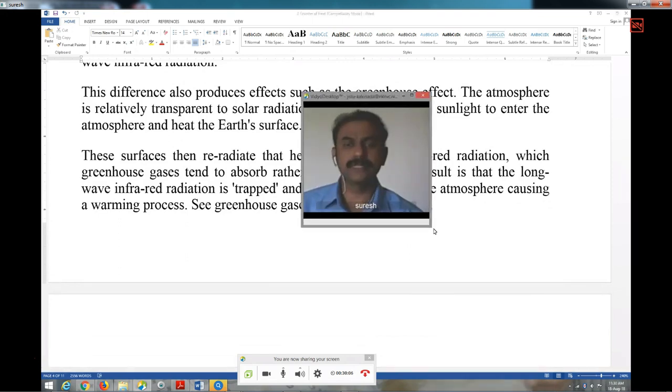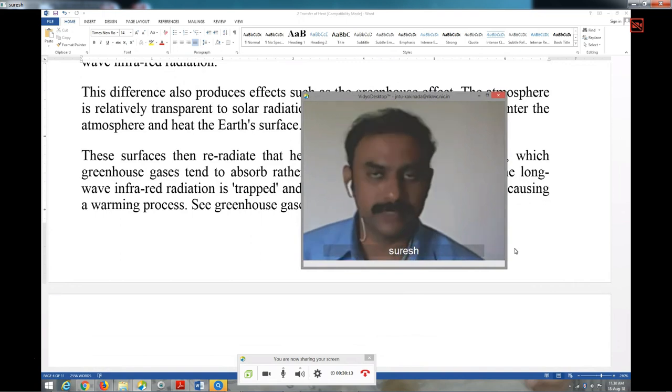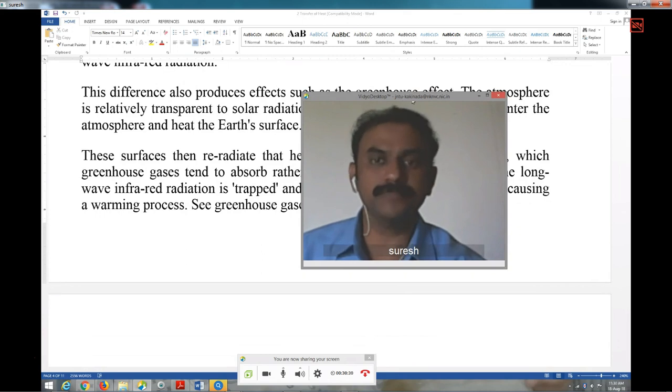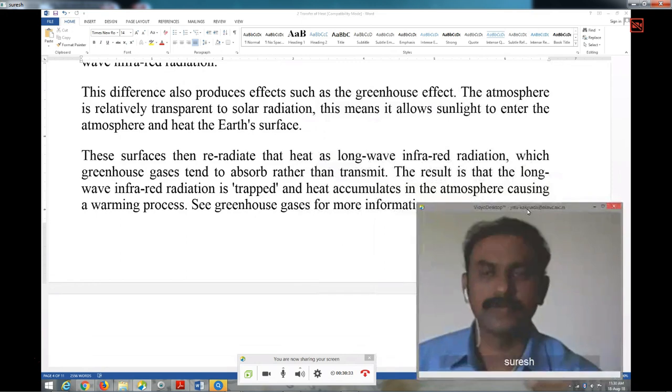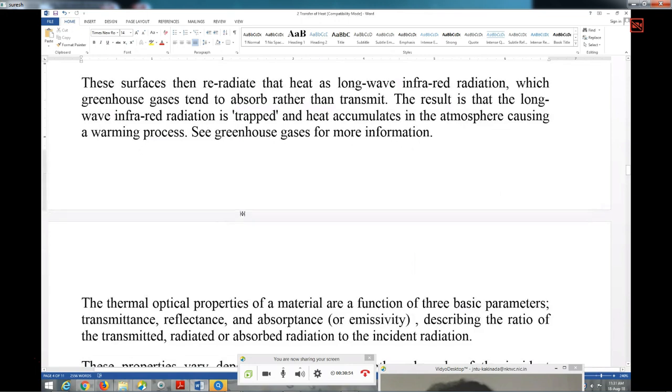Now, there is a basic principle of transferring heat energy from sun to air. Earth is considered a cold body and the sun has a very high temperature. So the heat is transmitted through light waves, from sun to air. That is the principle of radiation used for the transfer of heat from sun to air. And these surfaces then radiate that heat as long wave infrared radiation, which greenhouse gases tend to absorb rather than transmit. The result is that the long wave infrared radiation is trapped and heat accumulates in the atmosphere, causing a warming process.